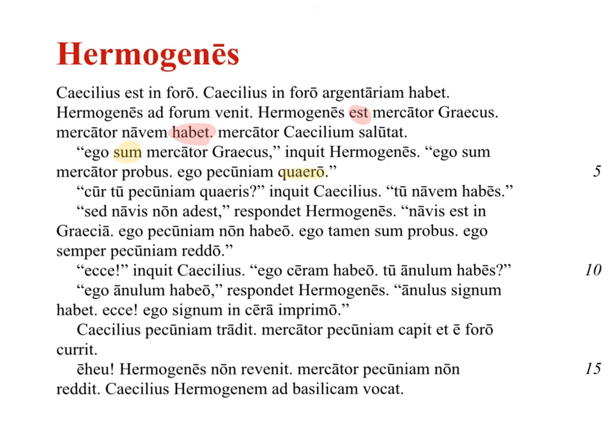I seek money. And when Caecilius addresses Hermogenes, he'll ask, why do you seek money? You have a ship. For now, the pronouns ego and tu will always be there to help us recognize just who's doing what. But eventually, you'll learn to rely on the letters O, S, and T to keep track of this stuff.